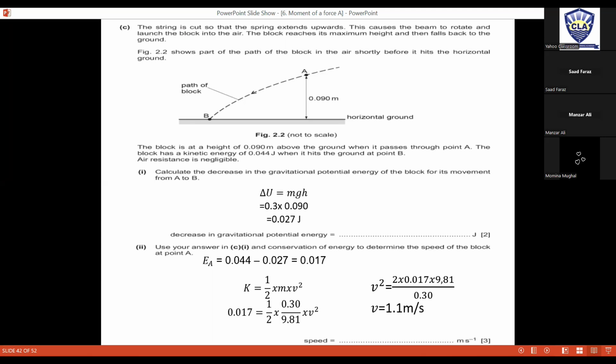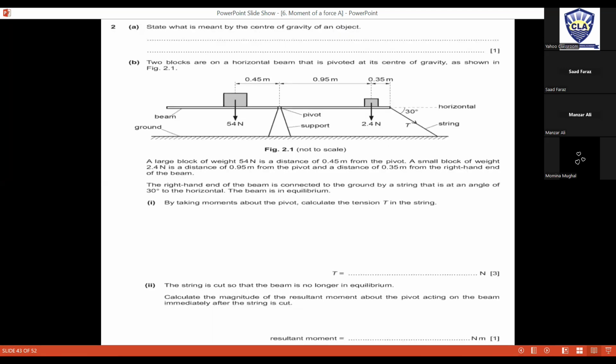Okay, next, again a similar question to what we have done. State what is meant by centre of gravity. It is a place where the whole weight of the object appears to act for any orientation. We have not yet come to elasticity questions. We are doing questions from moment of force.